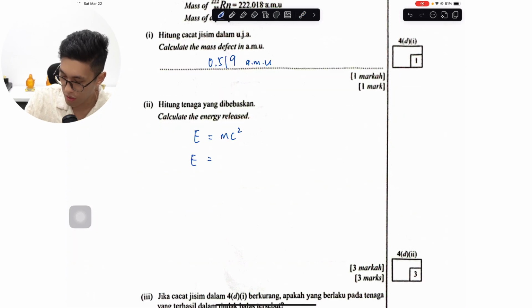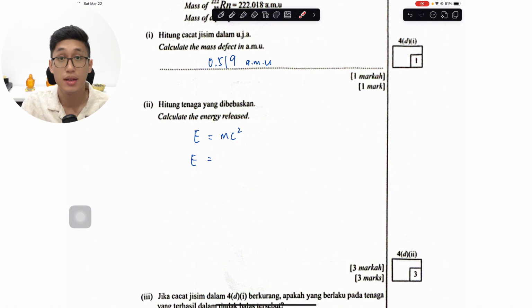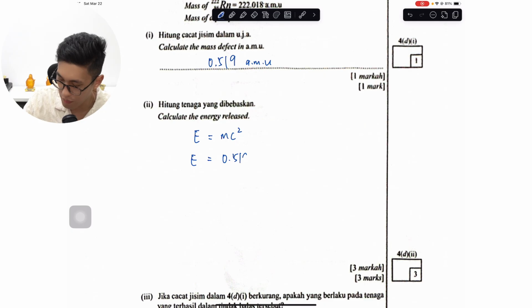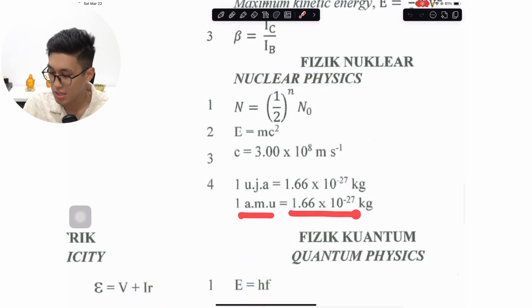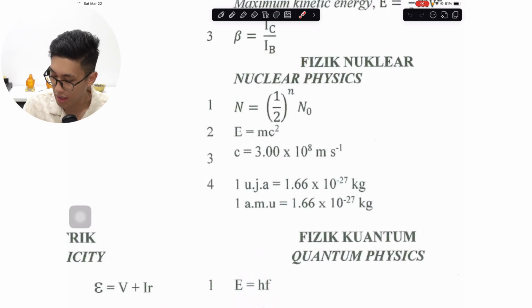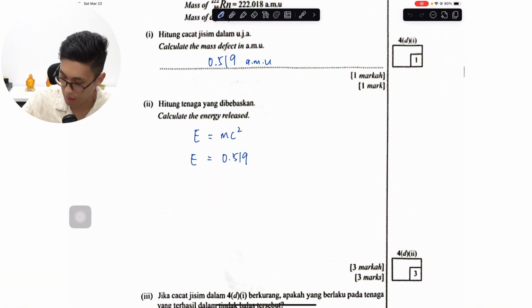So I'm just gonna put in all my numbers. Okay, now, one thing to remember, the mass must be in SI unit. The mass must be in kilograms, okay? So right now you have AMU. How do you change it to kilograms? So they will tell you as well, 1 AMU is equals to this amount of kilograms. So I just have to multiply. 0.519 AMU is 0.519 multiplied by this, okay? So multiply by 1.66 times 10 to the power of negative 27.